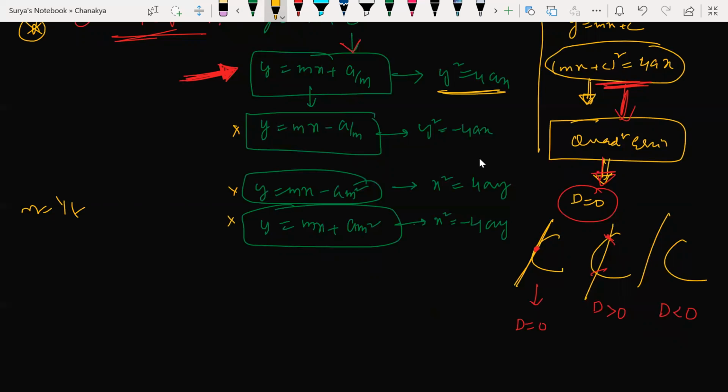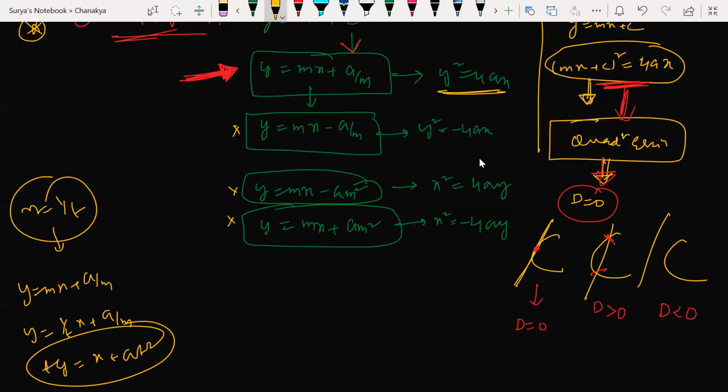What do you need here? The tangent equation in parametric form. For that we know the tangent equation in slope form, y = mx + a/m. So y = (1/t)x + a/m, with the m value here being 1/t. From this you will get the tangent equation like this. If you need the proof, you can still prove it like that, but it is not required.